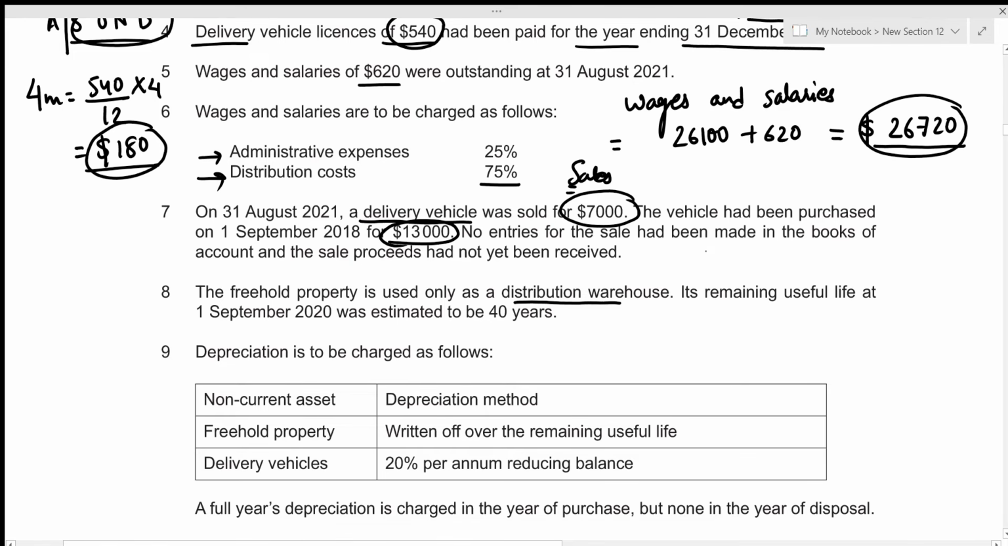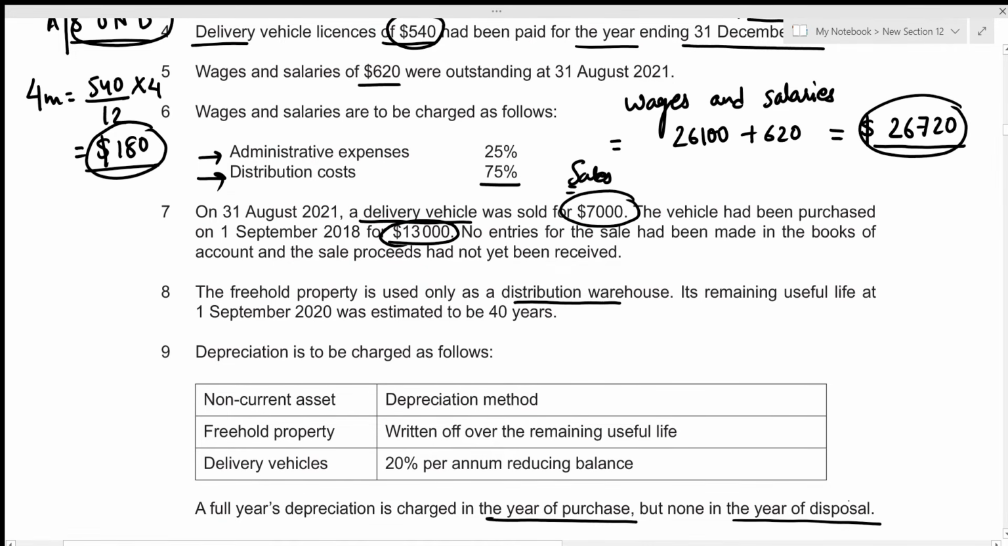So whenever we're talking about sale of an asset, we can also term it as a disposal of asset, right? And disposal basically comes with 2 items. So either there can be a profit on disposal or there can be a loss on disposal. And since we're talking about distribution cost, we're assuming that there is a loss. Now we need to figure out that loss and include it in our distribution cost. In order to do so, firstly, we need to figure out the net book value at the date of sales. And we also have another information that a full year's depreciation is charged in the year of purchase, but none in the year of disposal.